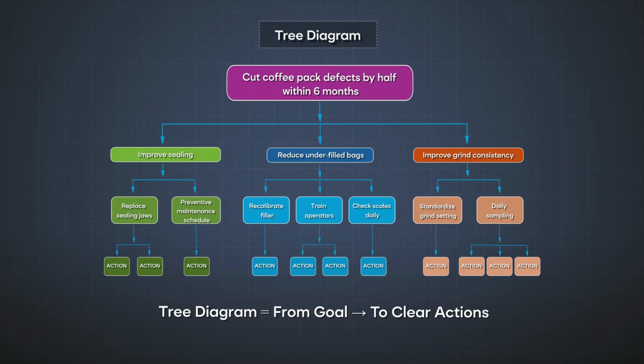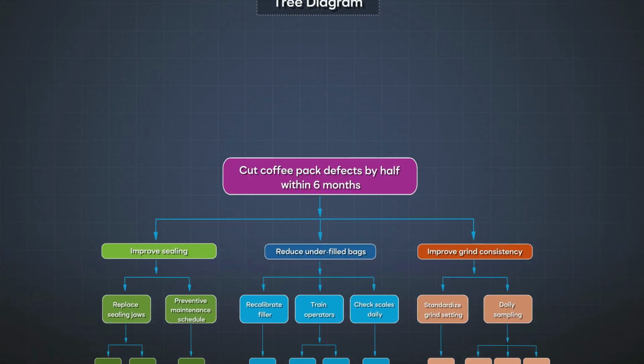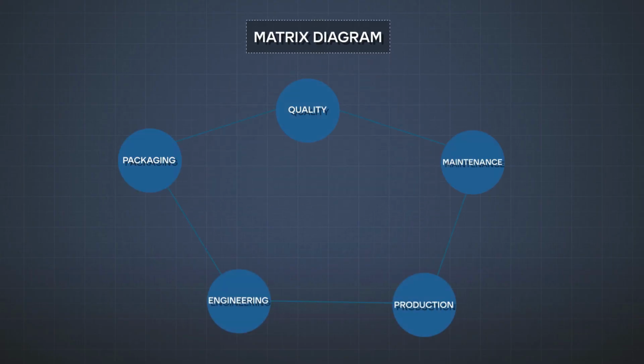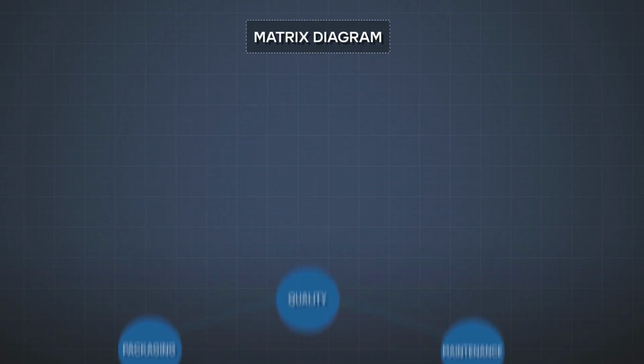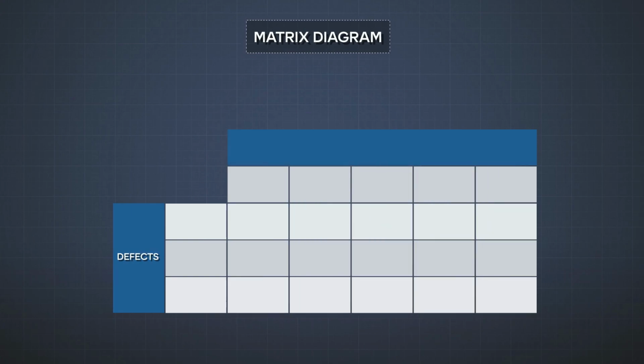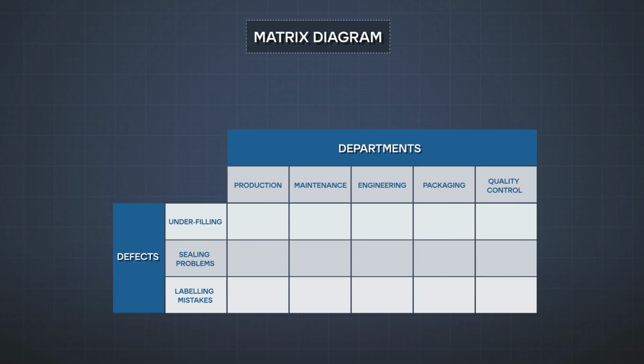Now, sometimes we need to see how different things are related to each other. That's where the matrix diagram comes in. Think of it like a relationship map. And to build it, we list, let's say, our main defects on the vertical side of the matrix and our departments on the horizontal side. So, for example here, we write for the defects, underfilling, sealing problems, and labeling mistakes. As for the departments, we have production, maintenance, engineering, packaging, and quality control.